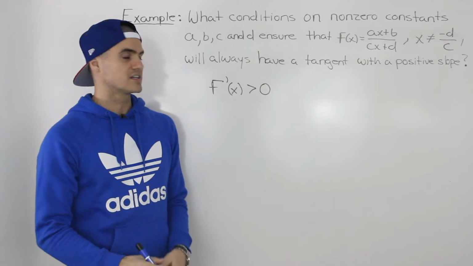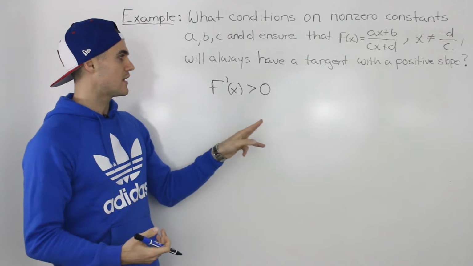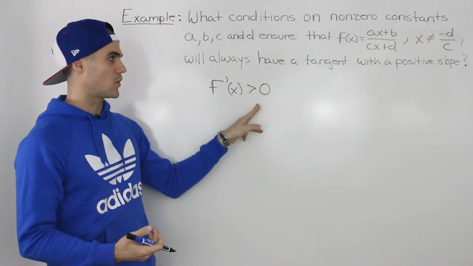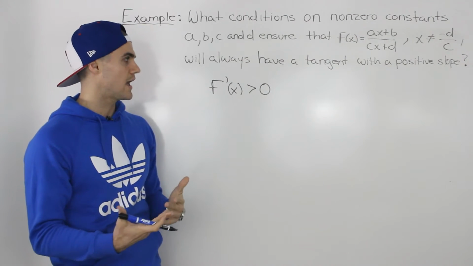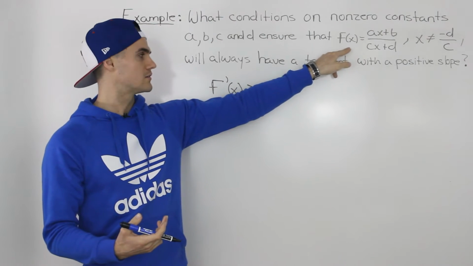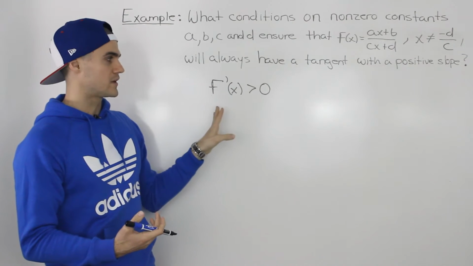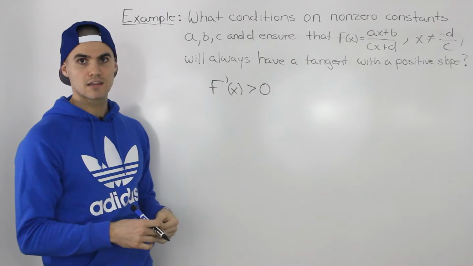Well, if we have to find conditions for the slope of the tangent to always be positive, then we know that the derivative of this function always has to be positive as well, because the derivative always gives us the slope of the tangent at any x value. So if we can find the derivative of this function and then make it greater than 0, we could solve that inequality and see if there are any conditions on a, b, c, and d that we can get out of that.